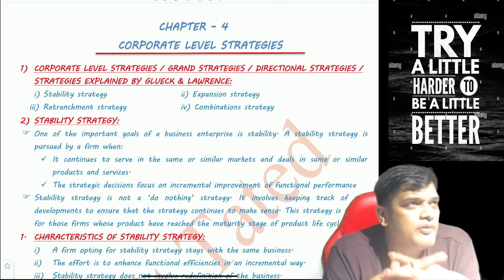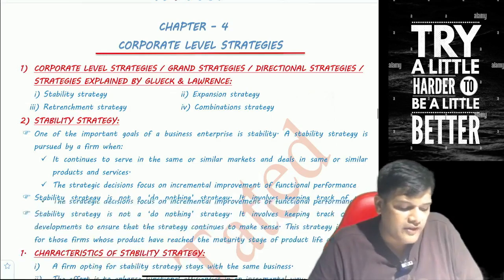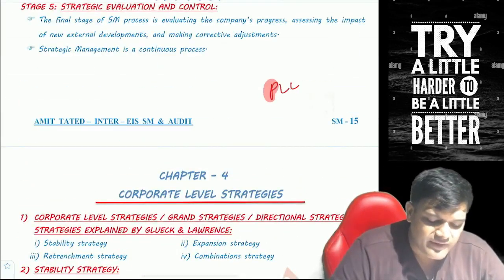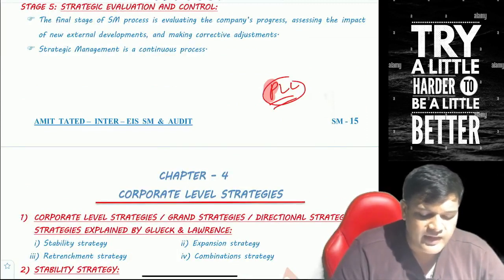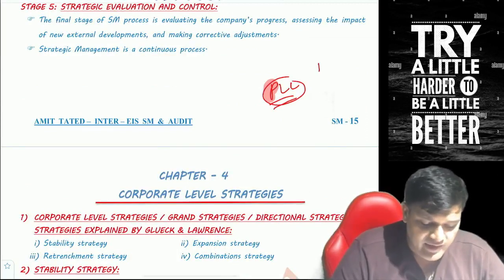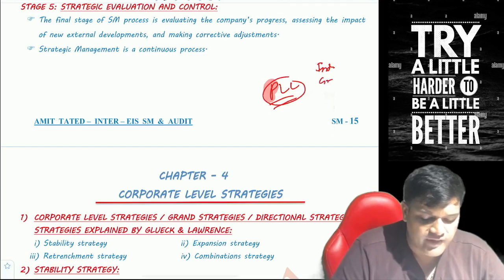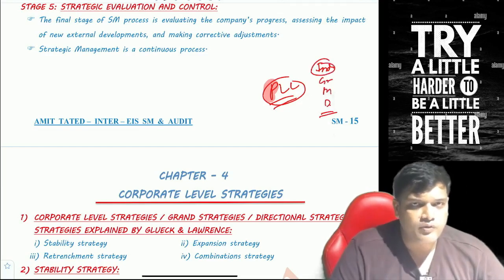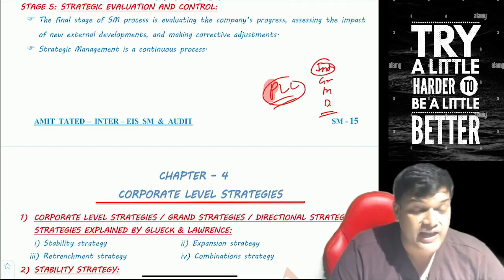Okay, do you know anything about product life cycle? In chapter 2 we'll study it tomorrow. Had you heard about product life cycle? Product life cycle means there are a total of 4 phases of a product: introduction phase, growth phase, maturity phase, and decline phase. When the product is in the introduction phase, you need to do a lot of marketing, hell of marketing.